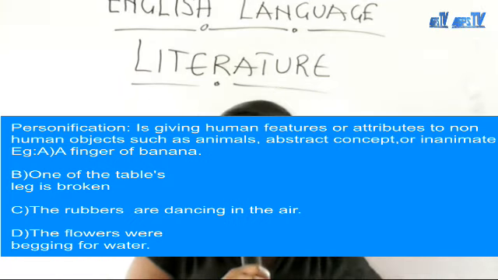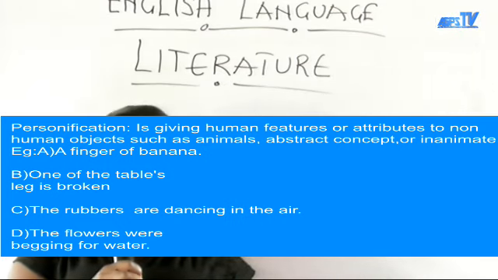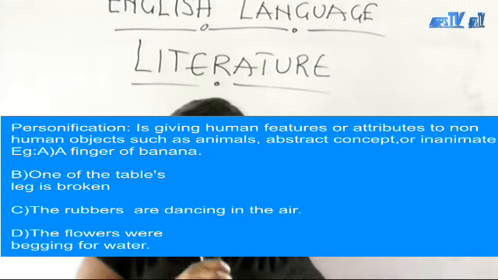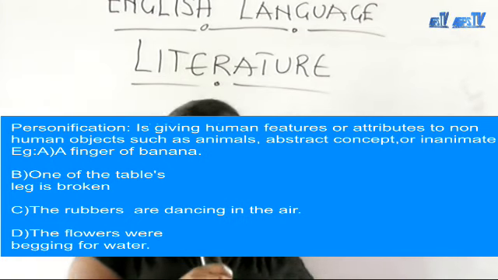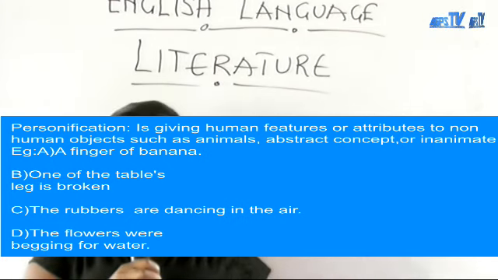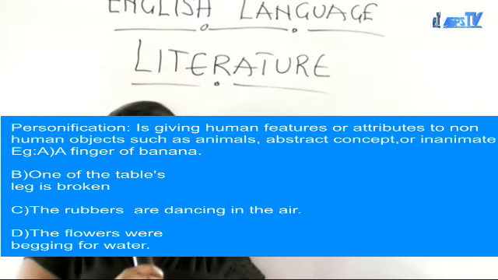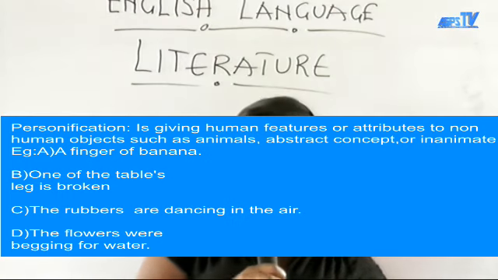So here, a finger of banana, we are giving the features of a human to the banana. That is a finger of banana, that is when you take one finger, or one branch, from a banana.